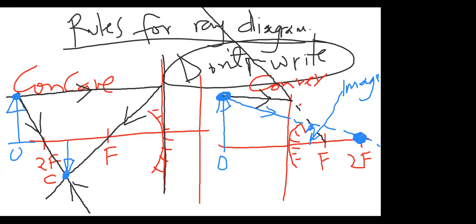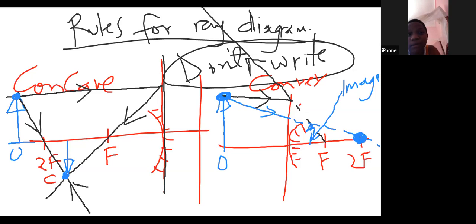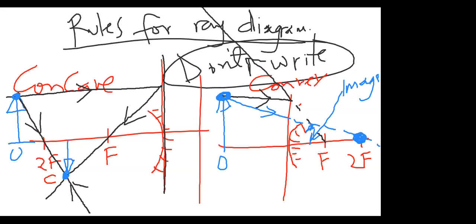Now, one thing that we need to note as well is this, that for the convex mirror, for the diverging mirror, the image formed is always upright, always upright. But for the concave, the image sometimes is inverted, sometimes it is upright. What is the difference? So that is the difference.